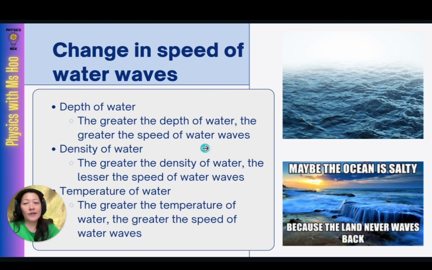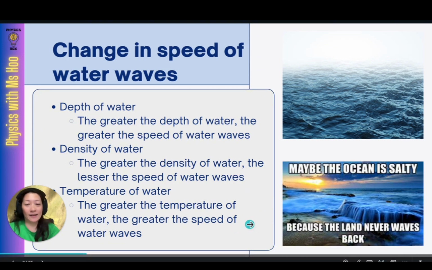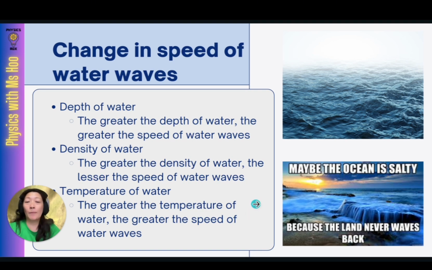The second factor is the density of water. The greater the density of water, the lesser the speed of water waves. This is again similar to sound waves, because if the particles have greater mass in the same volume, that means they're heavier, so they will move more slowly. Temperature of water is the third factor. The greater the temperature of water, the greater the speed of water waves. Again, the reason behind this is similar to sound, because if the temperature is greater, that means the average kinetic energy of the particles is greater, so the transfer of energy would also happen more quickly.